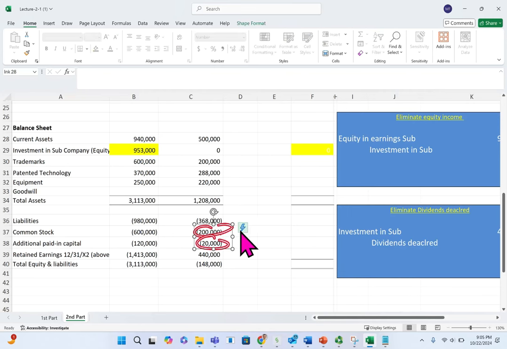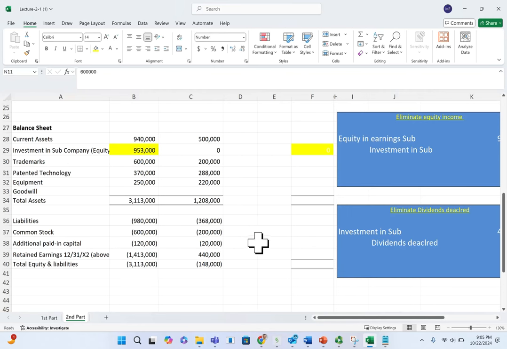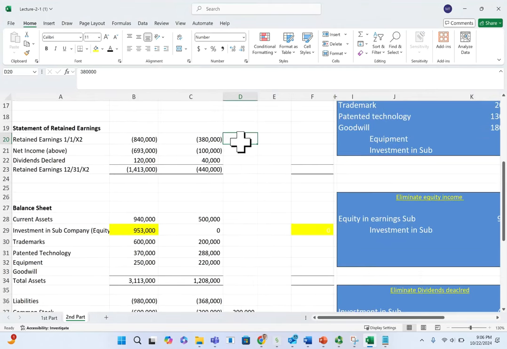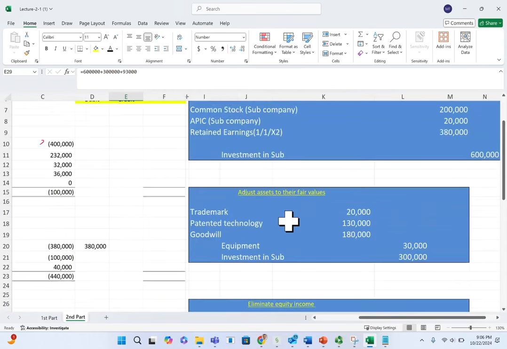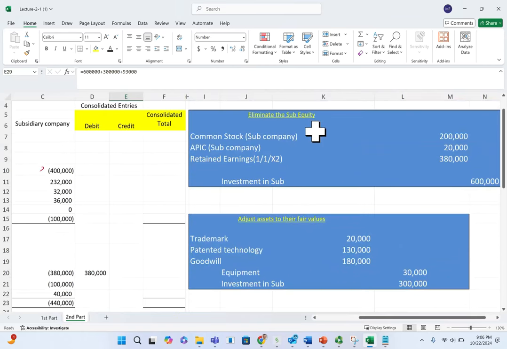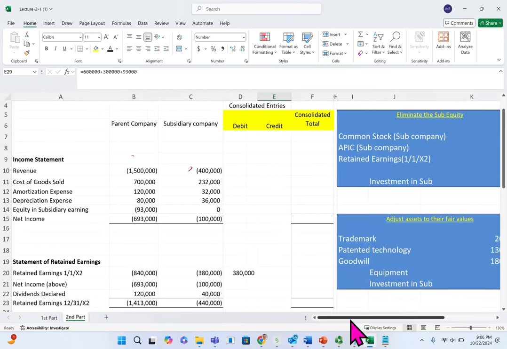Therefore, we are going to debit these accounts. We're going to debit 200,000, debit 20,000, and debit 380,000. And what do we credit? We are going to credit investment. And why do we do this? To eliminate the sub equity. So that's the first step. We eliminate the sub equity. And we explained more about this in the prior session.